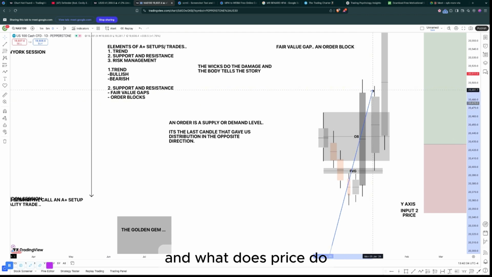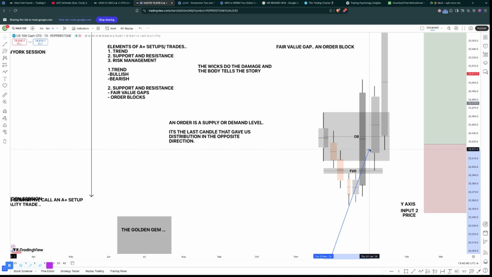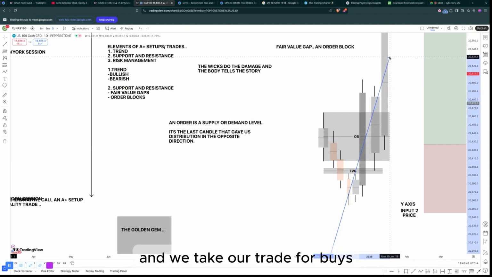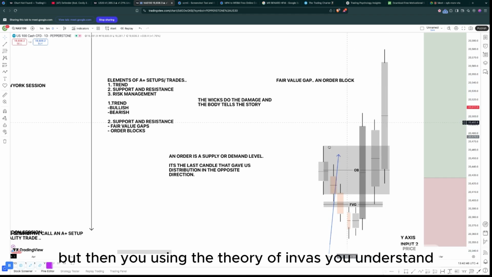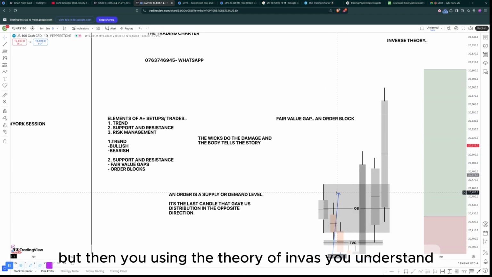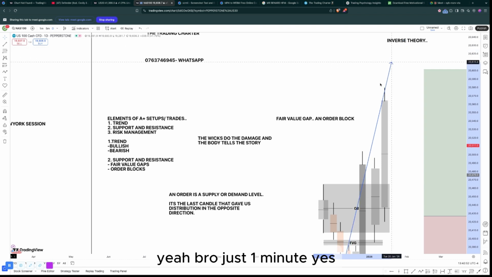And what does price do? It opens and it comes down exactly in the order block, and we take our trade for buys and it continues in the other direction. But then you're using the theory of inverse. You understand? Yeah?